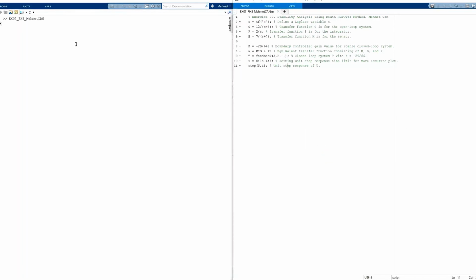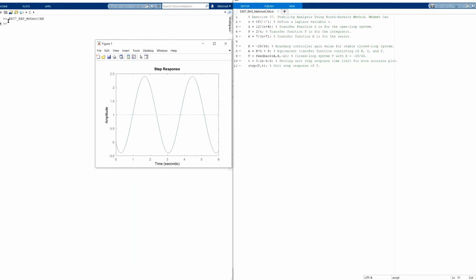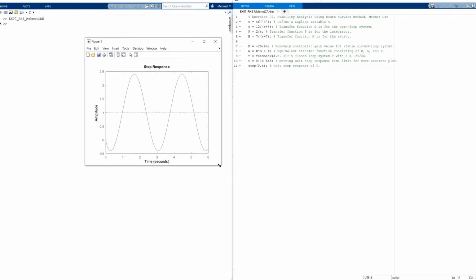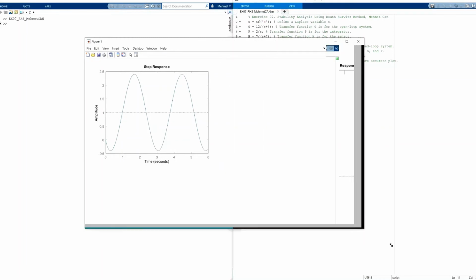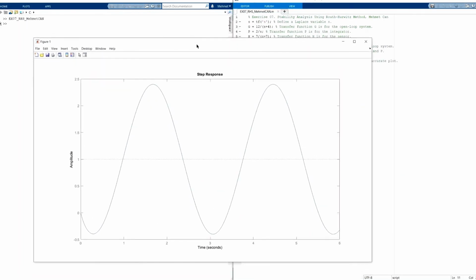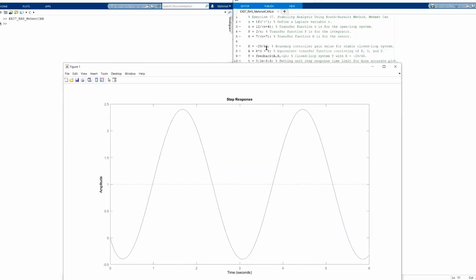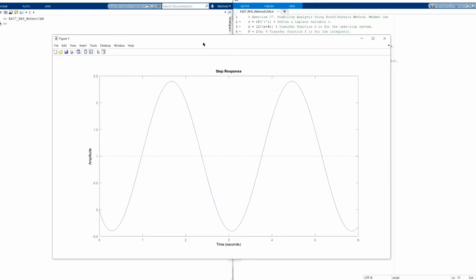So we run this. I get the following situation. As you can see, we have now run this script, and this is the plot. Let me make it larger, and I will now check that we've already verified that this value of k will result in the oscillation. So I've now verified that this is a marginally stable system.